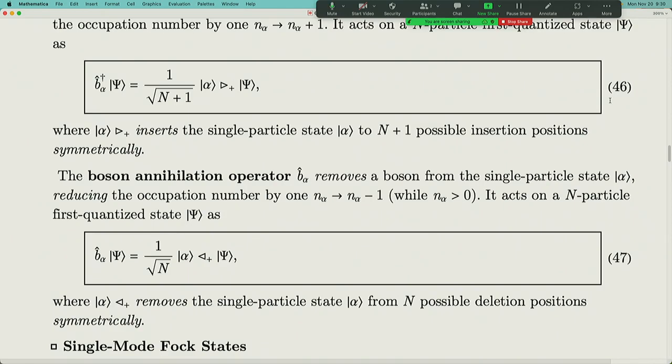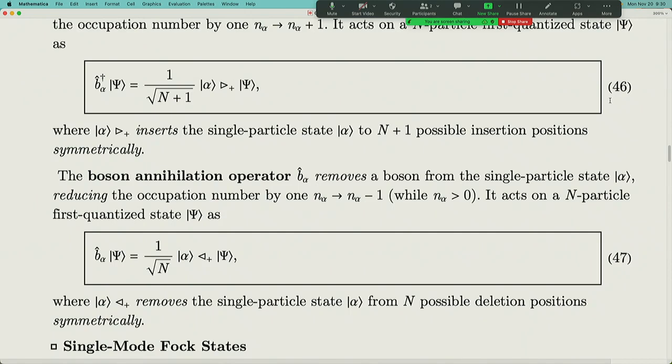And the deletion operator, so the annihilation operator, is also just a deletion operator followed by 1 over the square root of the number of ways to do the deletion. For example, B alpha, which is the annihilation operator, annihilates a boson in state alpha, which means it reduces the occupation number n alpha to n alpha minus 1. So when it acts on an n-particle first quantized state, it basically first tries to search and match, and when it matches, it removes the corresponding single particle factor in that state.